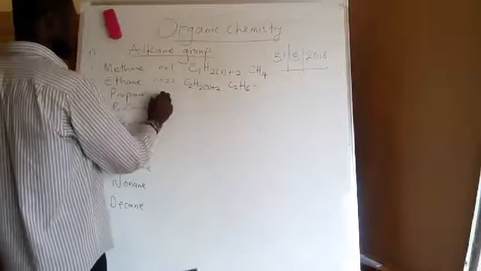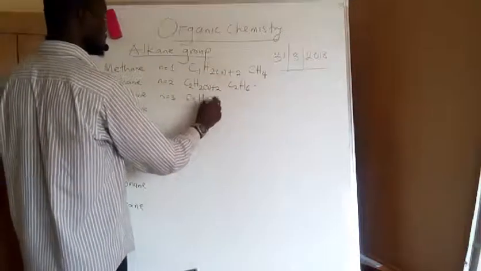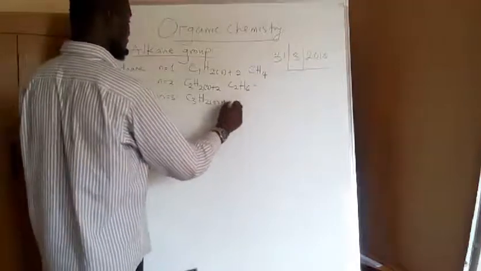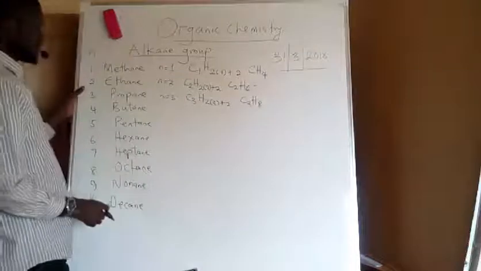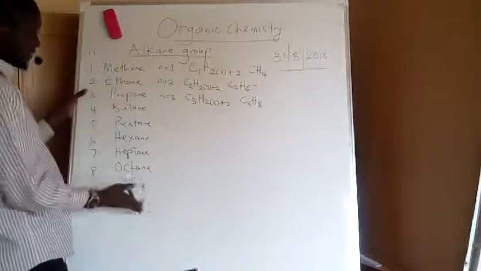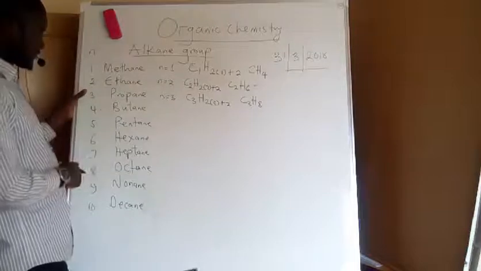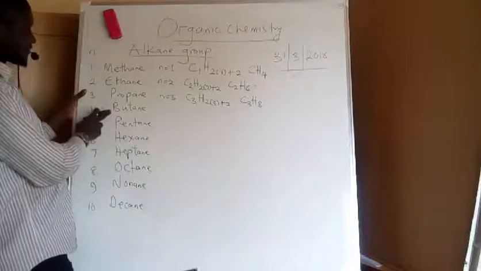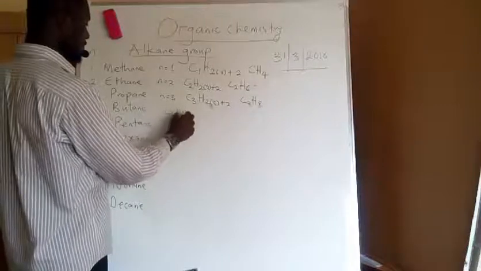For propane, n is equal to 3. So I have C3H(2×3+2), which is C3H8. When I continue, I can arrive at their molecular formulas using the same general molecular formula for alkanes. So if I use the same method for butane, I will have C4H10.